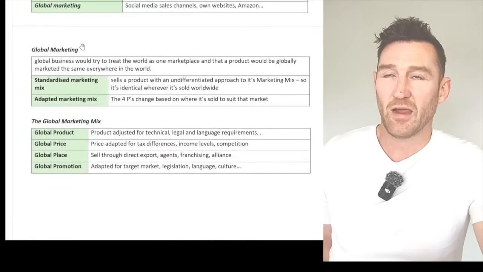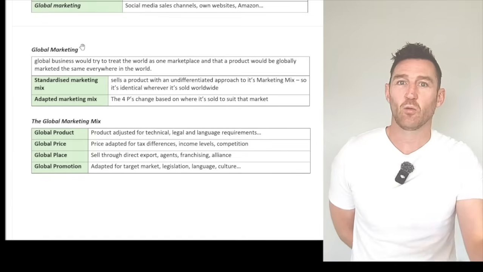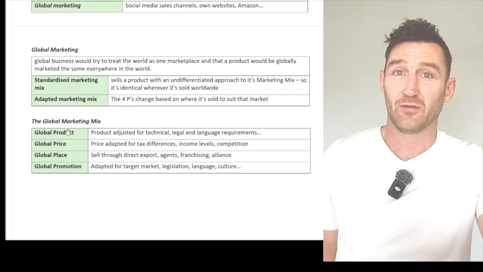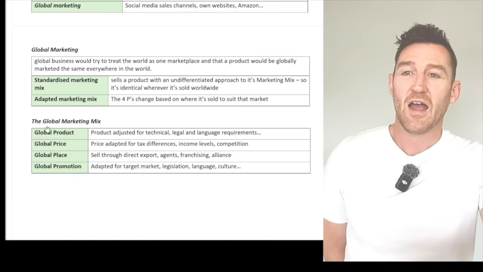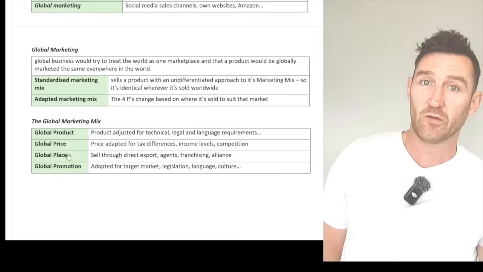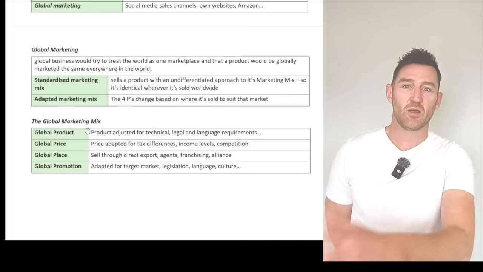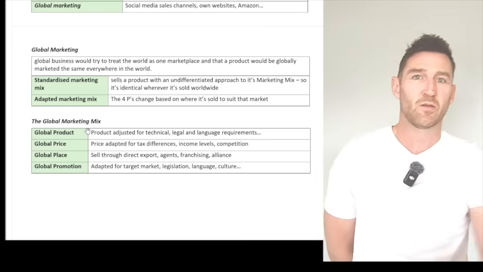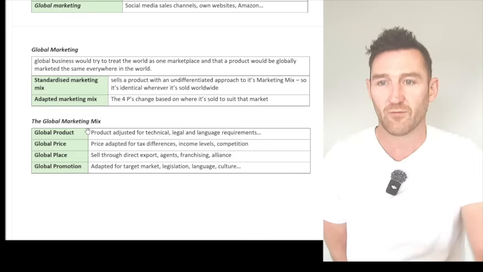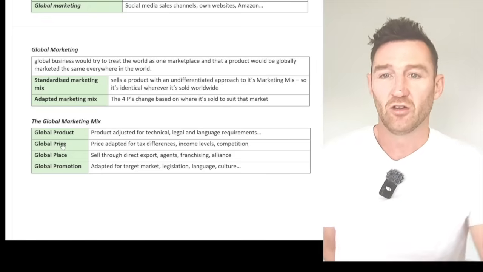So really this is about a lot of students losing marks here. Like if you're asked about the challenges of marketing globally, or how does a business need to adjust their marketing mix, you will get marks for stating the 4 Ps, but putting global in front of them. And then really what you're saying is just how does the original marketing mix need to be adjusted if you're going to sell internationally. So the product has to be adjusted because there might be technical or legal language requirements. So like some cars have to be adjusted because the country demands that it be right-hand drive or left-hand drive, whatever it is. So you're just picking these and explaining how they need to be adjusted to trade internationally.